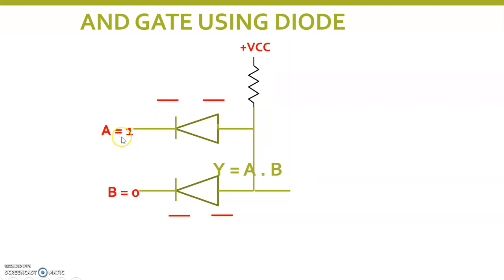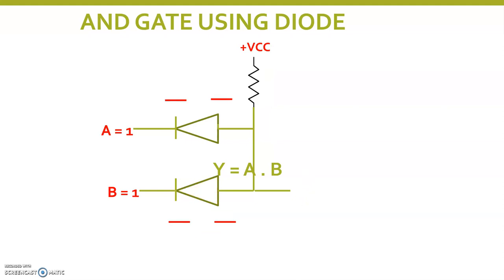Next condition, if input A equals 1 and input B equals 0. Now for the first diode, the cathode is connected to higher potential, that is plus 5 volt. Therefore diode D1 will be in reverse bias condition and diode D2 will be in forward bias condition. Therefore diode D1 will act as an open switch and diode D2 will act as a closed switch. Hence in this situation current only flows through diode D2 and no current will flow through diode D1. Again we will get output equals logic 0.